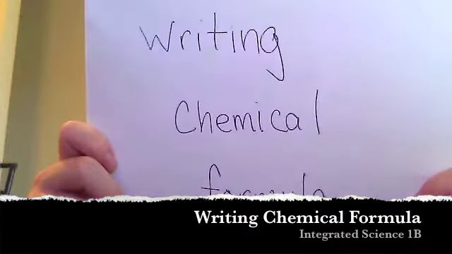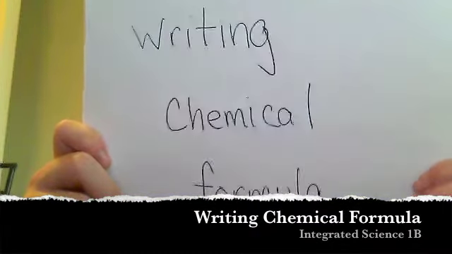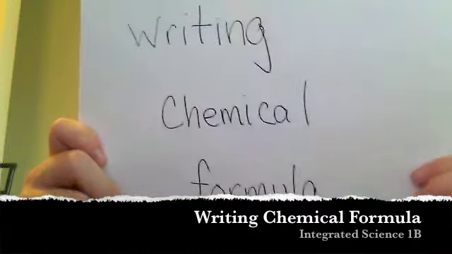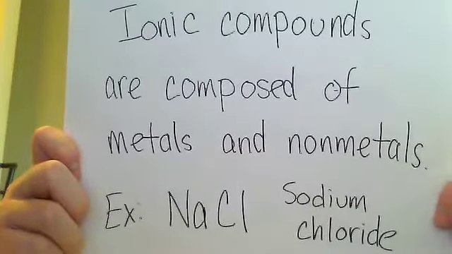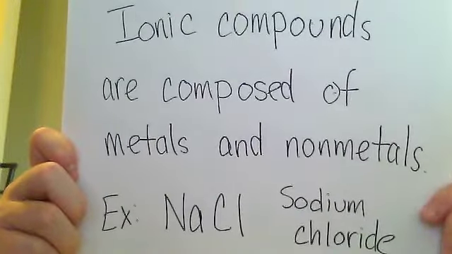Today I will be covering writing a chemical formula in this short video clip here. To begin with, ionic compounds are composed of metals and nonmetals, an example being sodium chloride, NaCl.